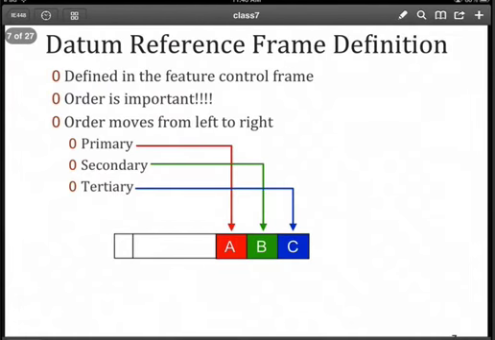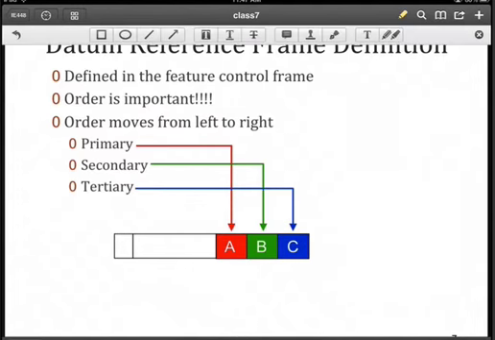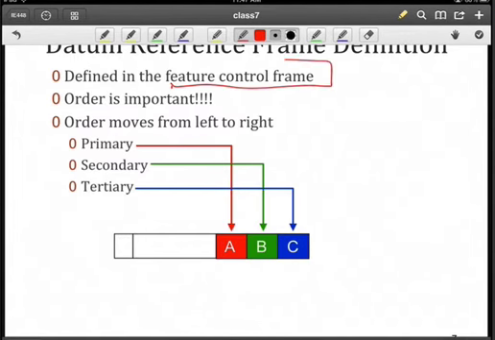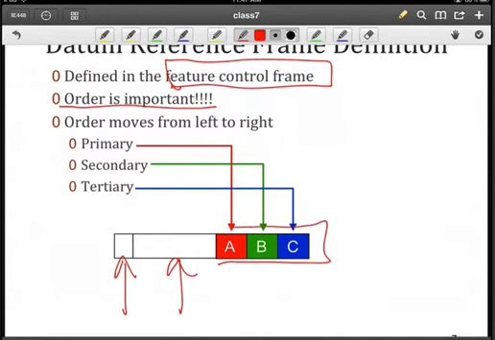Okay. So, how do you know you have a datum reference frame? Well, a datum reference frame will appear in the feature control frame. And that's the only way it will appear. So, look at your feature control frame, and it makes up the last sequence of blocks in that feature control frame. The order is important. So, if you recall, in our feature control frame, this is our symbol. This is the size, or refers to the size of the tolerance zone. And then the last set of specifications correspond to a datum reference frame.